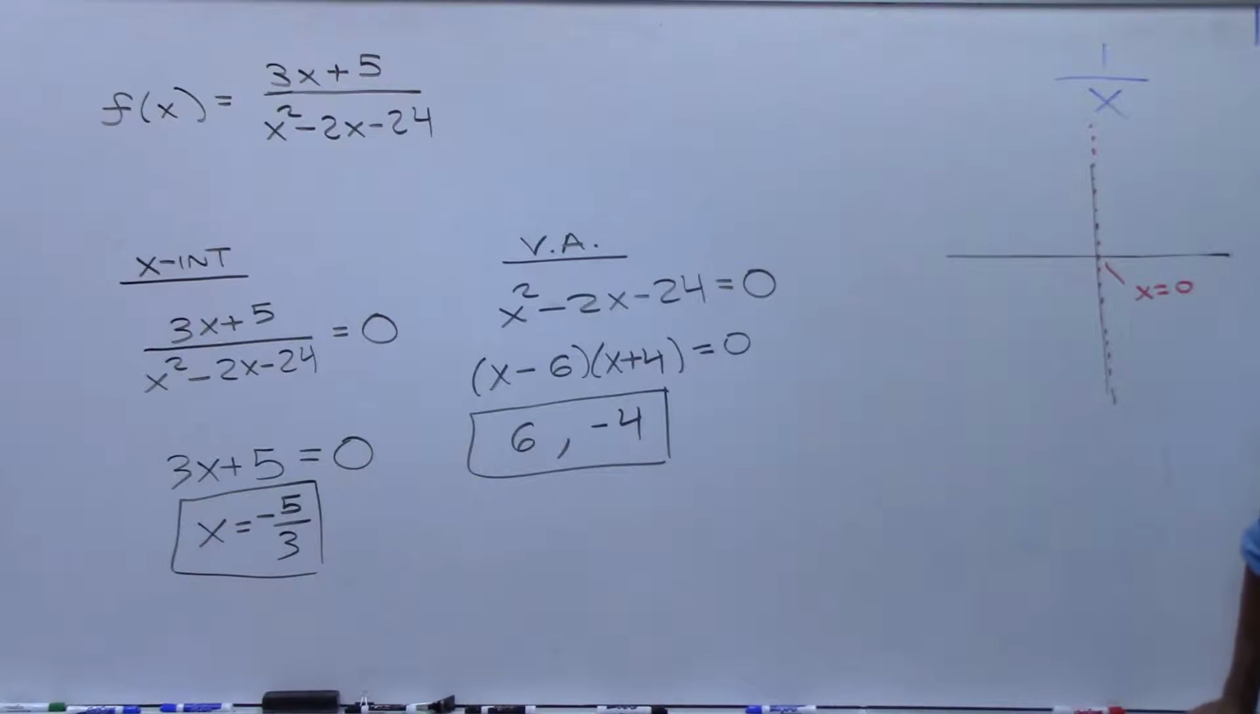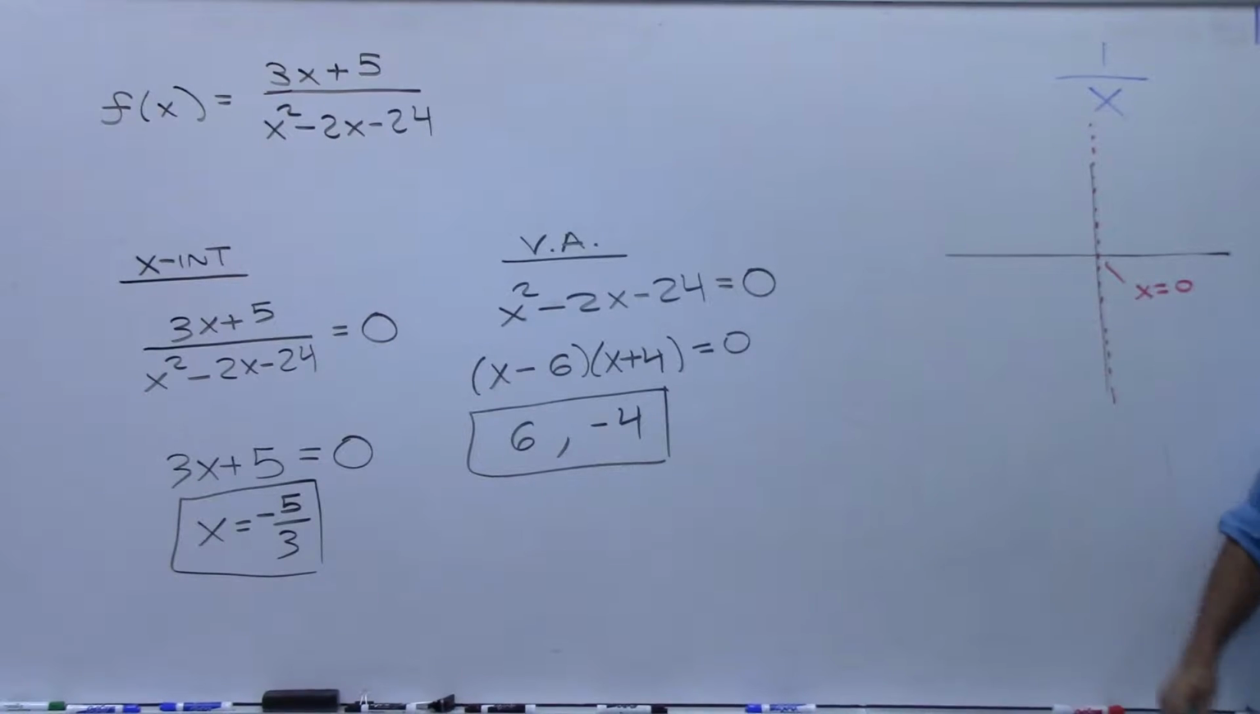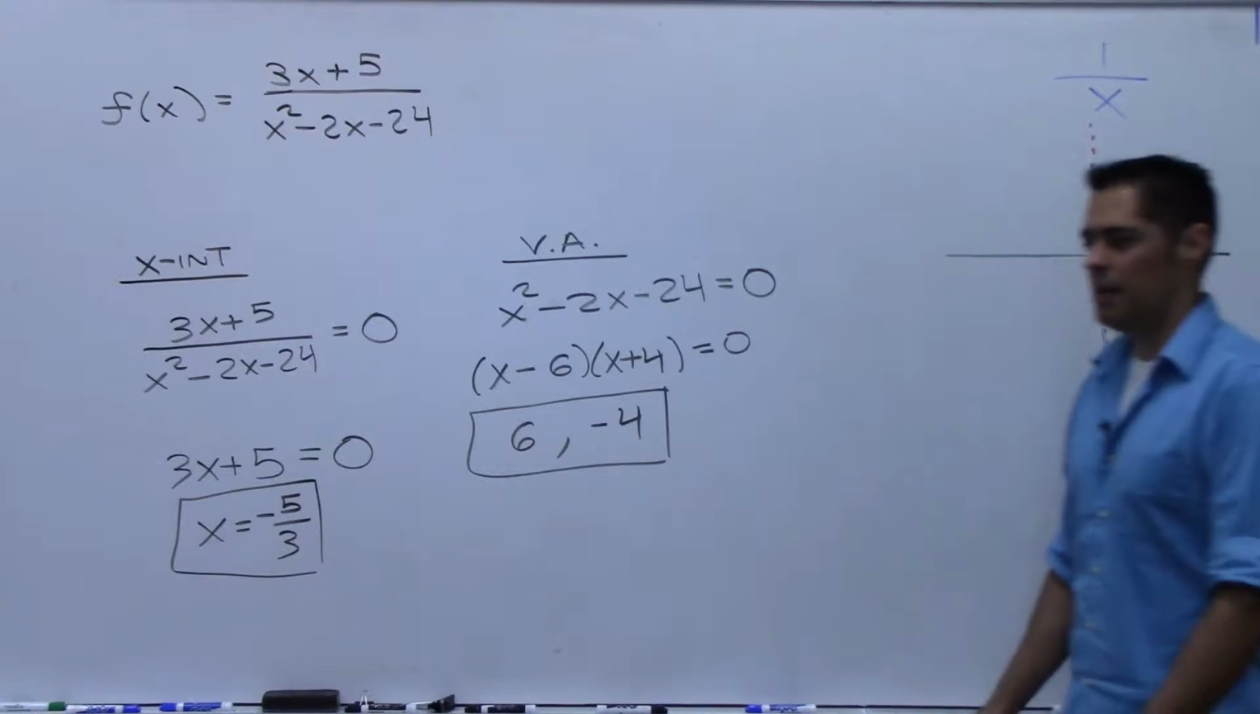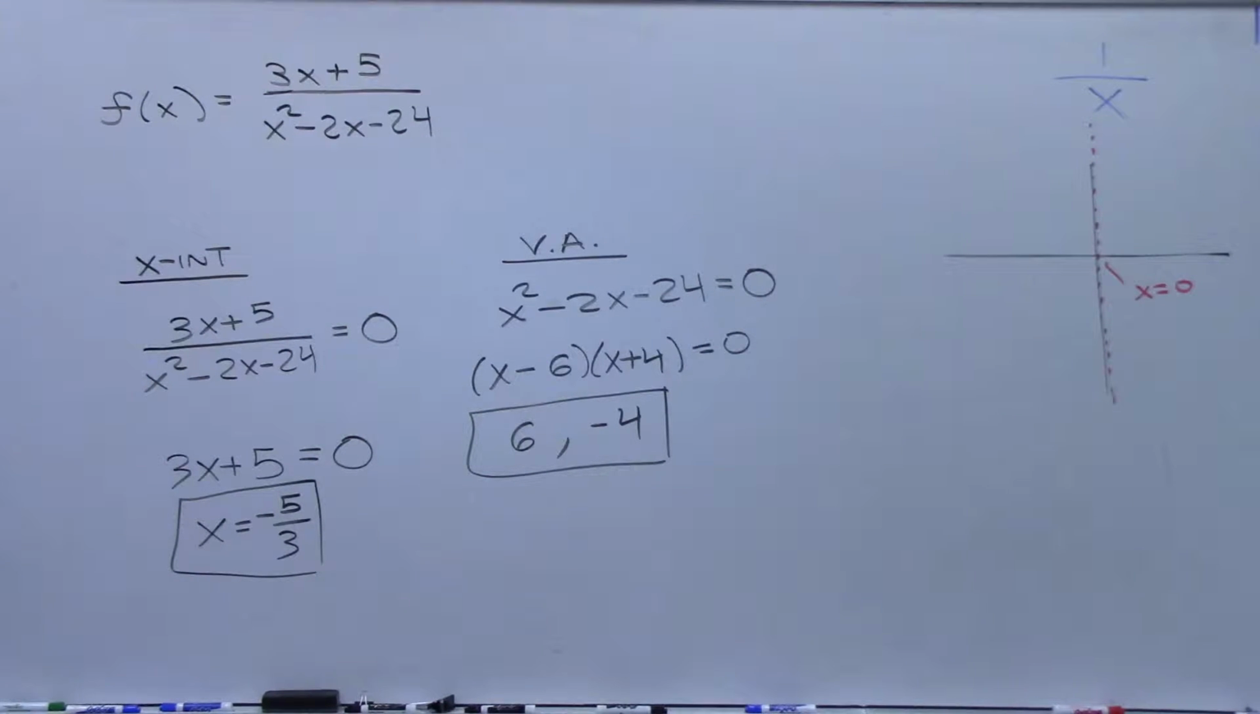We have two of them. Yes, this rational function has two of them. We're going to have two of these vertical dotted lines. Yeah, we'll see. It's going to be a mess. A fun mess, though.